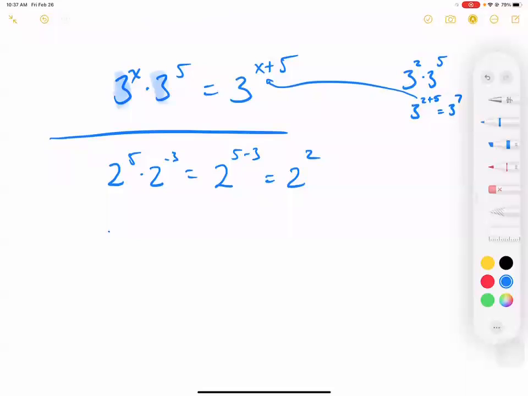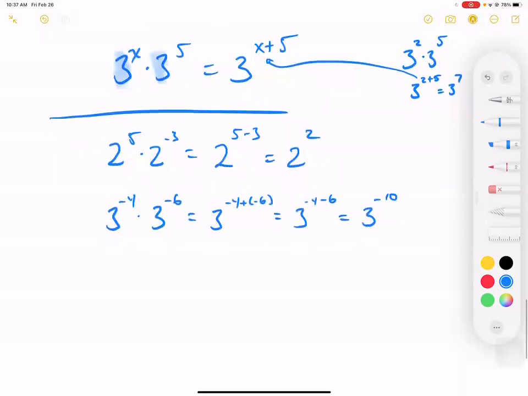If I say 3 to the negative 4 times 3 to the negative 6, you owe me 4, you owe me 6, you owe me a lot. You say 3 to the negative 4 plus negative 6 is 3 to the negative 4 minus 6, if you want to rewrite it to make it look a little easier for your brain, 3 to the negative 10. You owe me 4, you owe me 6, you owe me 10. And we'll worry about negative exponents, how to express those in a different way next time.